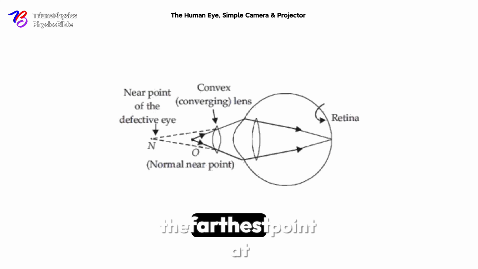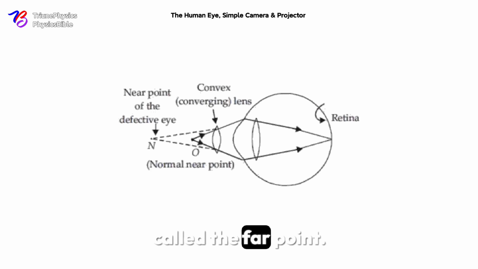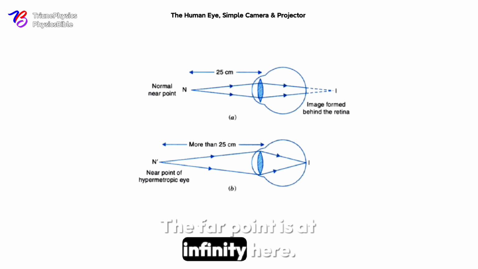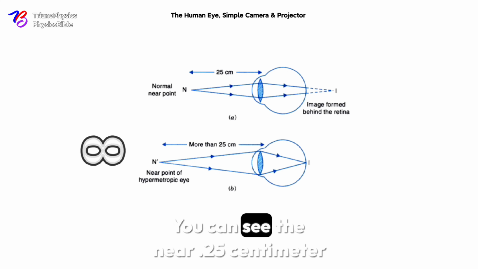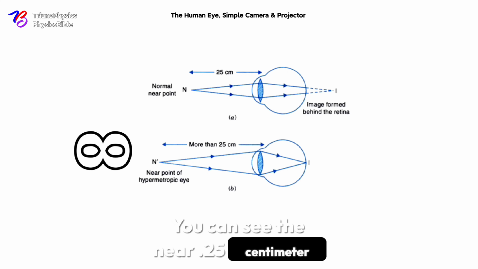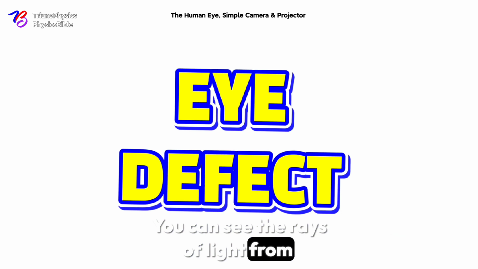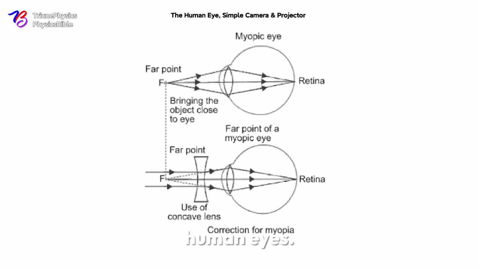On the other hand, the farthest point at which an object can be clearly seen is called the far point. For a normal eye, there is no limit. The far point is at infinity. Yes, you can see the diagrams as displayed. You can see the near point, 25 centimeter. You can see the far point. You can see the rays of light from infinity entering into the human eyes.